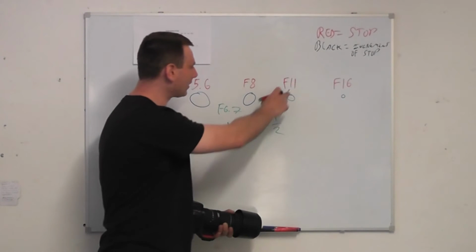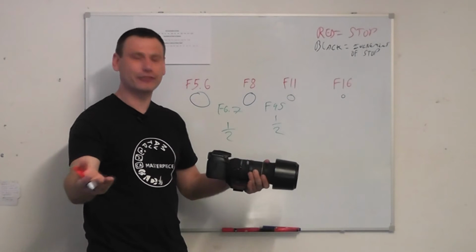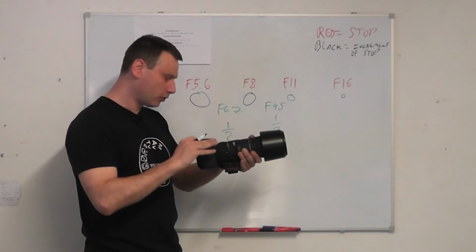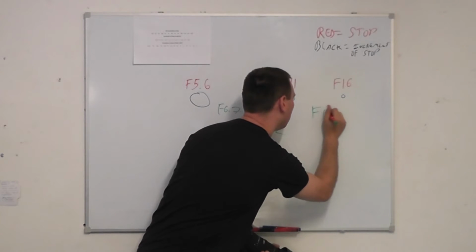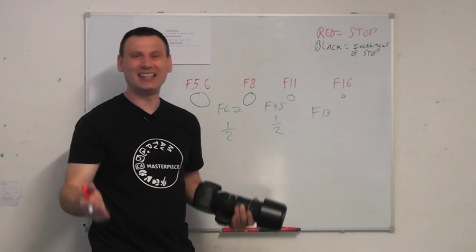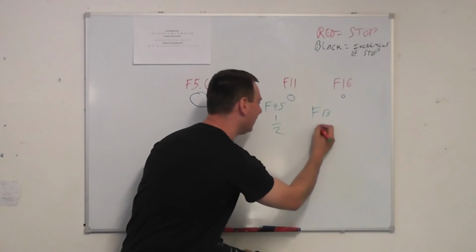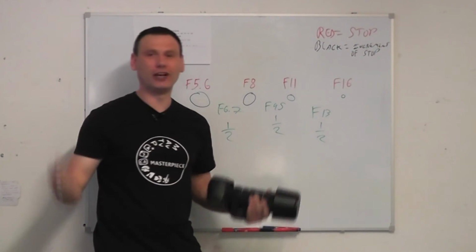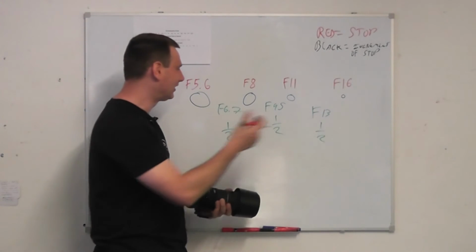So let's say we're at f11 now, and I'll put that on my camera. So now we're at f11. If I move to f13, as you can see, f13 is not actually a stop. Instead, it is half of a stop. And then if I move it again, I am at f16.